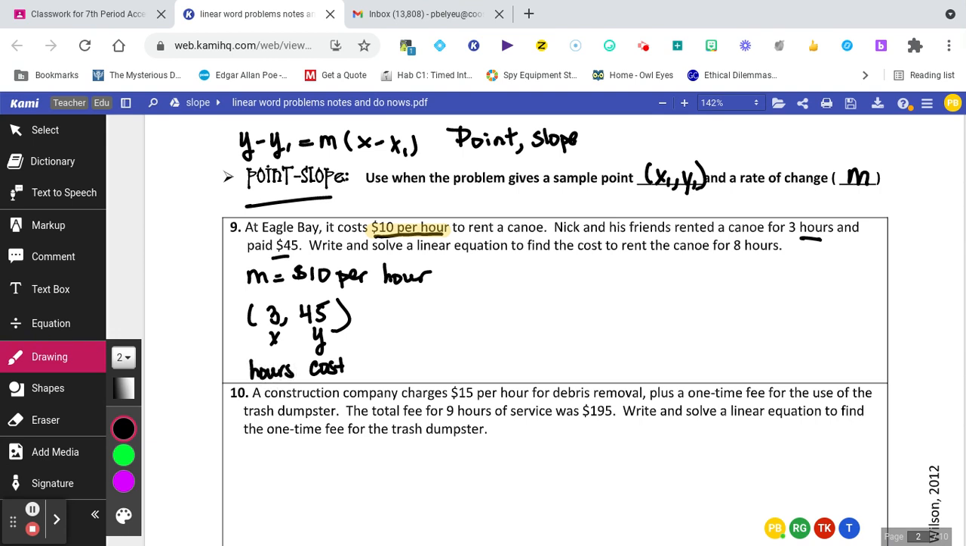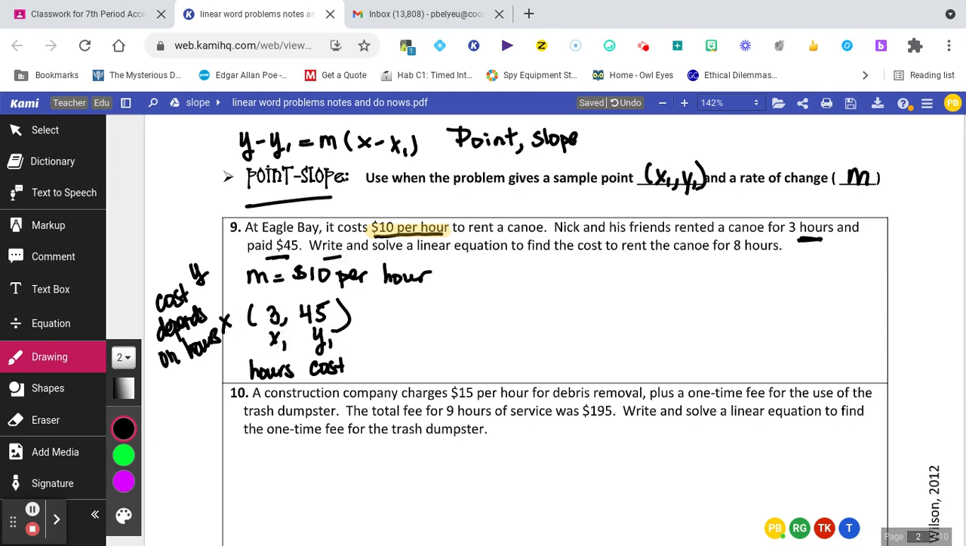But it's pretty much set up for you. 3 hours is your x, paid $45. It's normally set up with x before y, even in a word problem, okay? If it's not, just make sure you put your dependent variable y and your independent variable x. Again, I know that cost depends on hours, so that's dependent and that's independent. So it's easy to set up my point, my x sub 1 and my y sub 1.